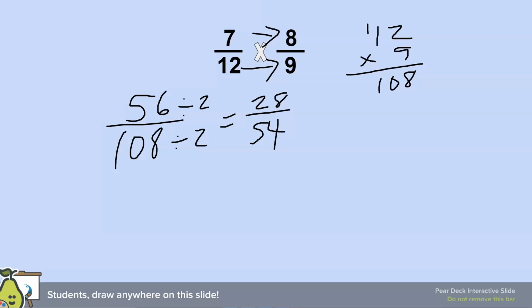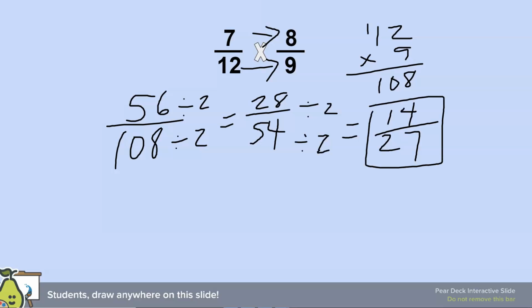And I go, wait, those are both even too. So they have to divide again by 2. And I would get 27 and then 14, right? 27 and 14, yeah. And I'm done. I can't divide anymore because 14 can only do 7 times 2 and 1 times 14. And I can't count by 2s to get to 27, and I can't count by 7s to get to 27.